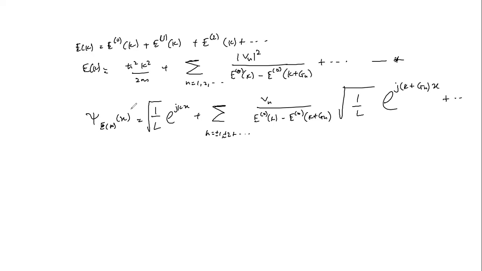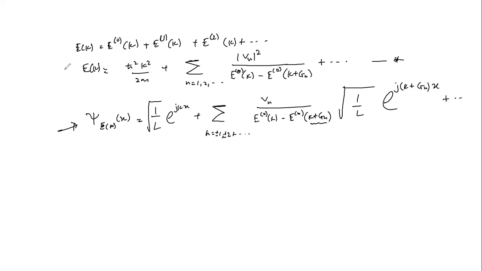Now, in the periodic lattice, you will see from the expression for the wave function that the eigenstate corresponding to each energy value of E of k is a Bloch state, which is the sum of the de Broglie waves of the wave vectors of the order k plus G sub n.